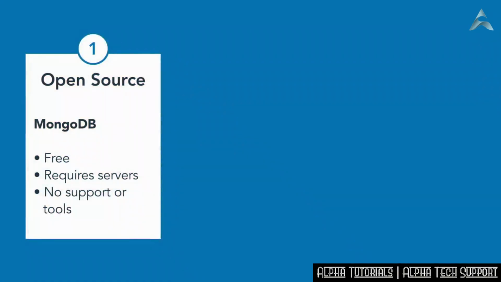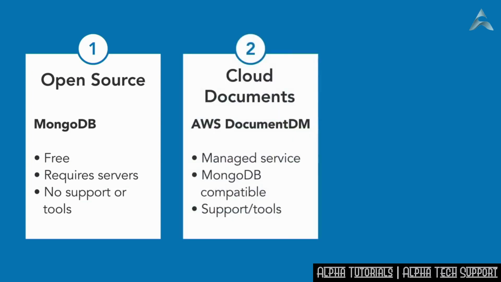Again, as with other categories of NoSQL databases, we have basically three types of implementation choices around document NoSQL databases. We could use pure open source, such as MongoDB. Licensing would be free. We would have to set up our servers. There would be no support or tools, so those costs would be substantial. We could use a cloud document database, such as AWS DocumentDB, which is a managed service. It does require servers. Interestingly, it's MongoDB compatible, and Amazon does supply support and tools.